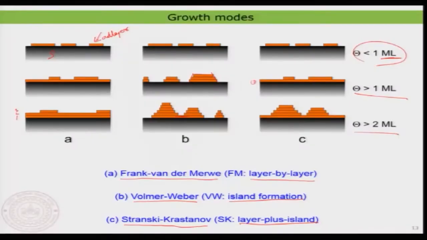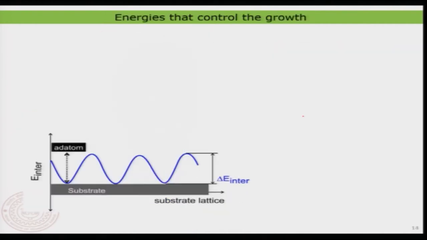Depending on the material that you choose, and depending on the different types of interactions or energies that control the growth, you get different types of growth, generally known as layer by layer growth, island formation, or layer plus island growth, and so on. So, in the next slides we will try to understand each of these growth modes in greater detail. But before that, let me recollect the energies that control the growth. This is quite important to understand first.